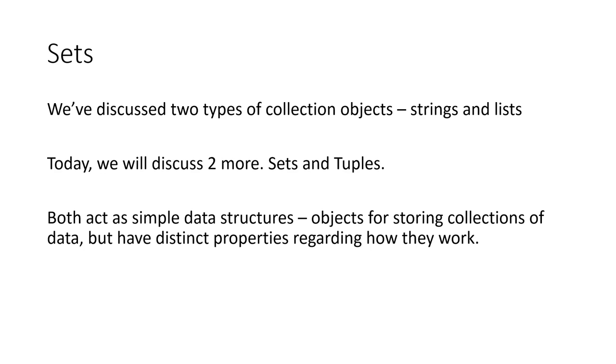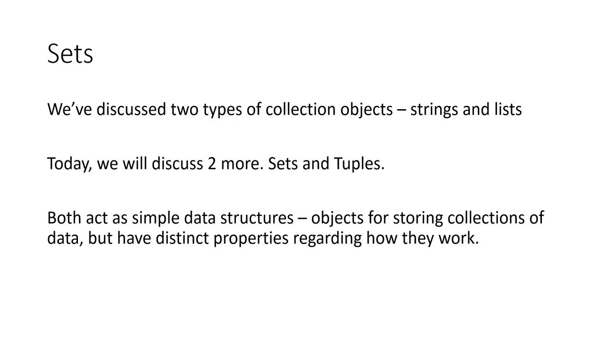So far we've discussed two different types of collection objects, strings and lists. Remember, strings are a primitive data type in Python. They're used for a collection of characters to make a piece of text. Lists are a more complex data type called a data structure that can be used to store other pieces of information. Today we're going to be talking about two more data types, sets and tuples.